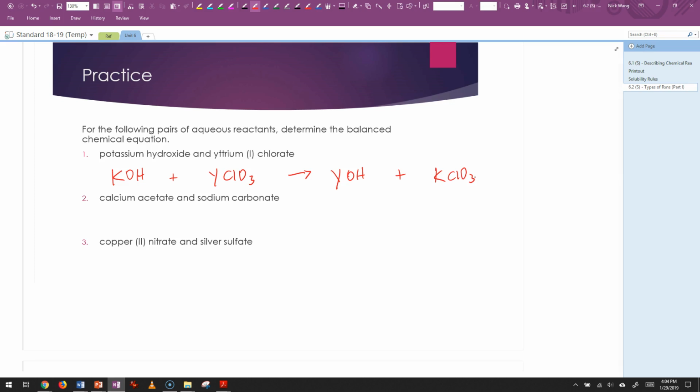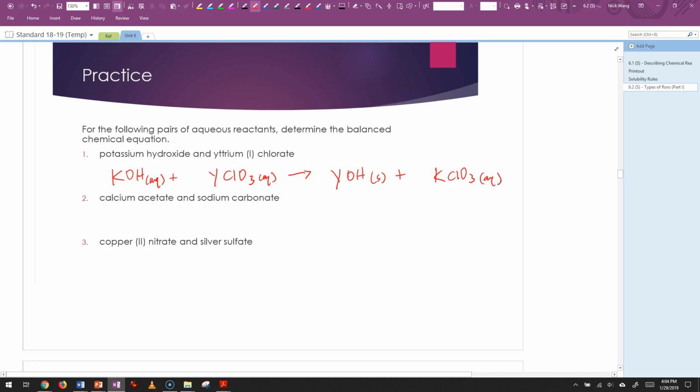Let's go ahead and put some states of matter on each of these. I have aqueous reactants, so I can assume that both of these are aqueous. And then my products, well, it didn't give me any information. But again, how do I know if these substances are solid or aqueous? Well, check the solubility rules and apply them. You'll see that YOH is in fact a solid, and then KClO3 is aqueous. That's going to be something that will be dissolved.